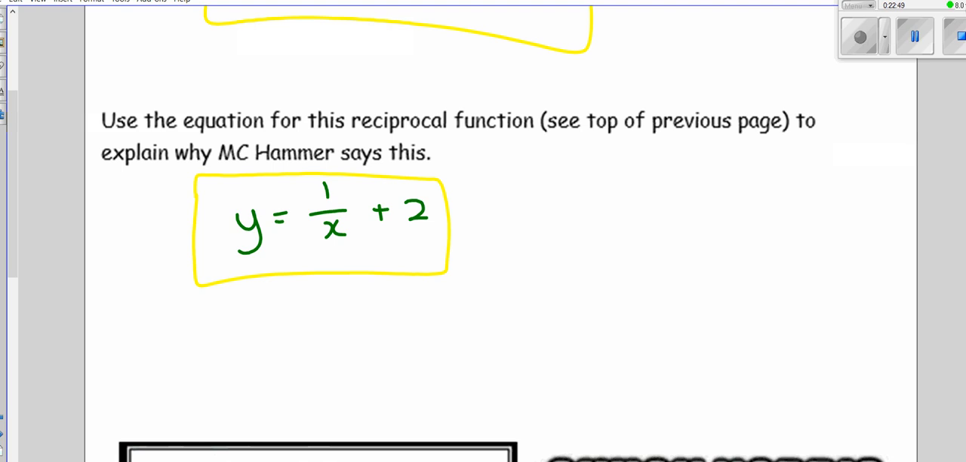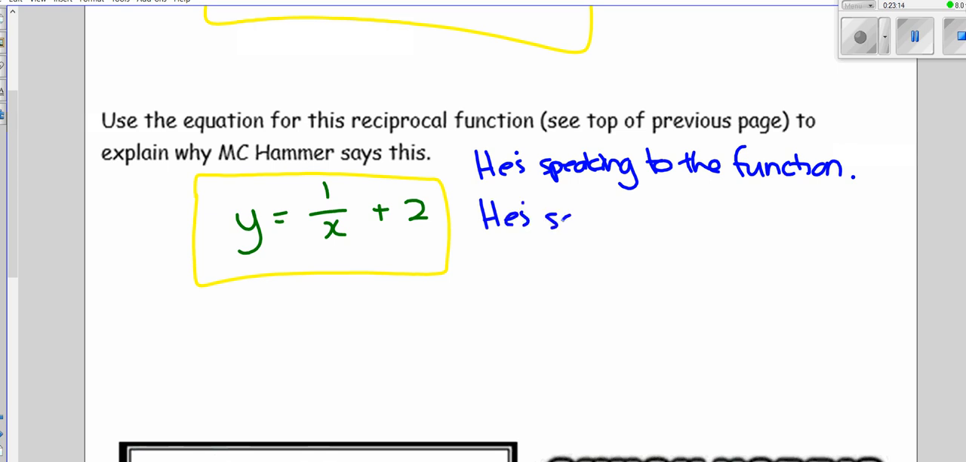So why does MC Hammer say you can't touch this? So MC Hammer is speaking to the function. He's saying that the function can get closer and closer to the asymptote.